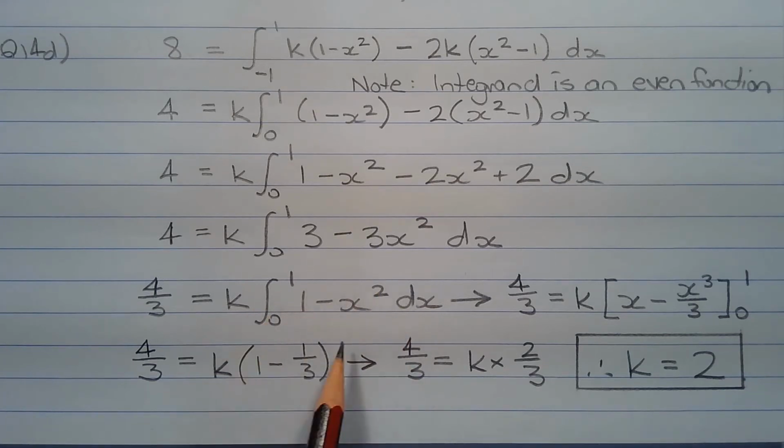And integrating this function, we get 4 over 3 is equal to k times (x minus x cubed over 3) from x equals 0 to x equals 1. Applying the limits of integration, we have 4 over 3 is equal to k times (1 minus 1 over 3). And 1 minus 1 over 3 is equal to 2/3. So we have 4 over 3 is equal to k times 2 over 3. And solving this equation, we have k equals 2.